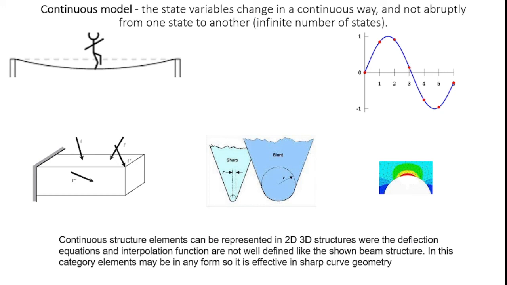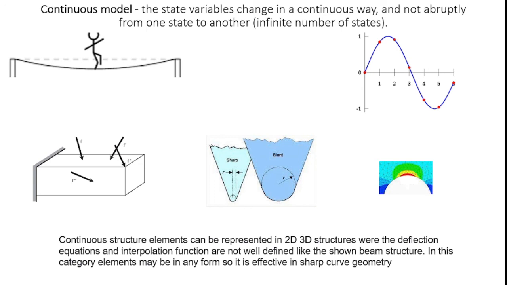Already you know what a state variable is. It changes in a continuous way. For example, if you consider the man walking on the rope, he dynamically changes his state of position. So how can we analyze this kind of problem with FEA? Yes, through the continuous model we can study this kind of problem. So the state variable changes in a continuous way and not abruptly from one state to another. If the man is walking on the rope, there are an infinite number of states available on that rope. So how can we study it? Through the continuous model we can study it.